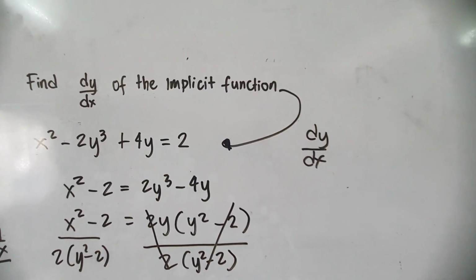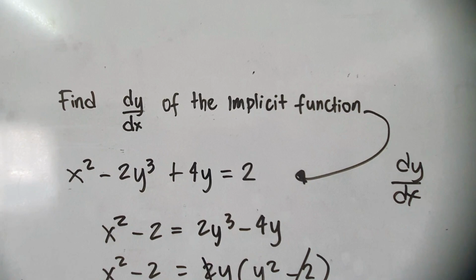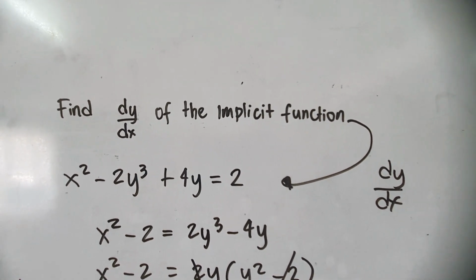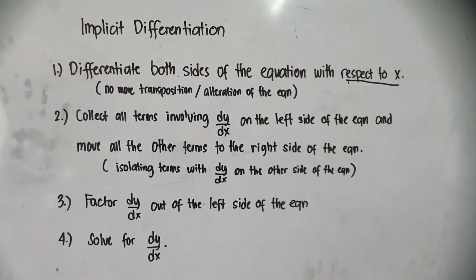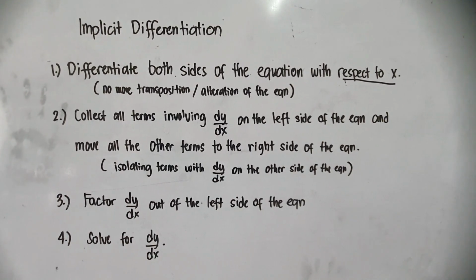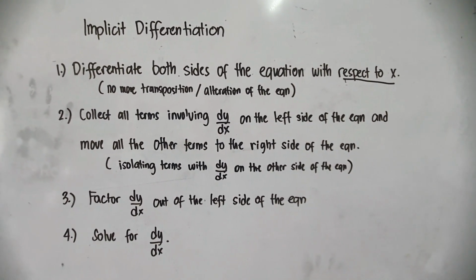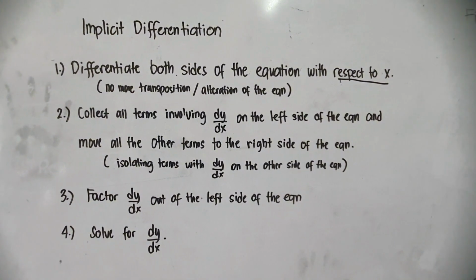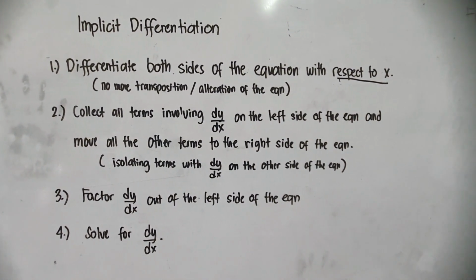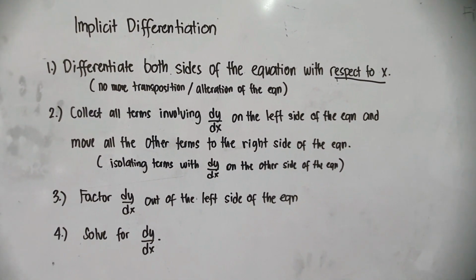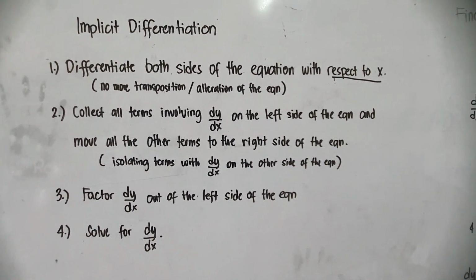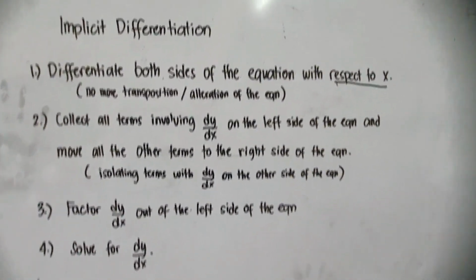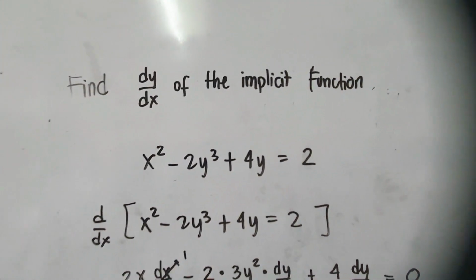Having learned that, now we are ready to find the derivative of this implicit form, x squared minus 2y cubed plus 4y equals to 2. Again, we need to follow this process. Step 1, differentiate both sides of the equation with respect to x. 2, collect all the terms involving dy over dx on the left side of the equation and move all the other terms to the right side of the equation. 3, factor out on the left side of the equation the dy over dx and solve for dy over dx. Okay, start with this one.